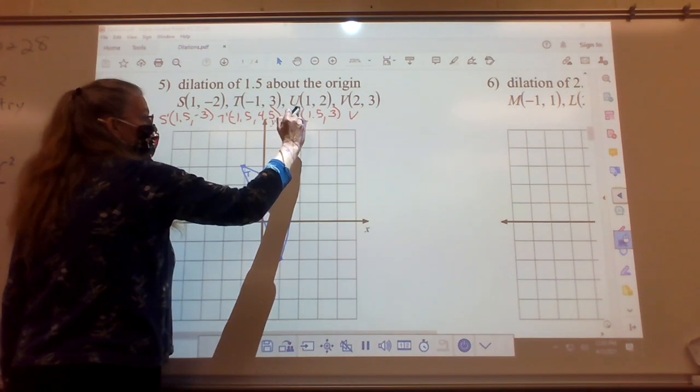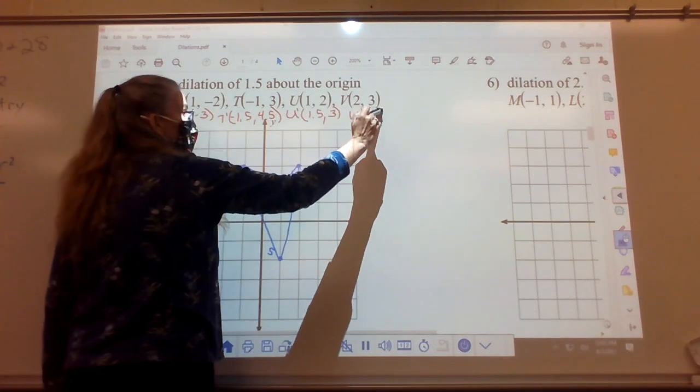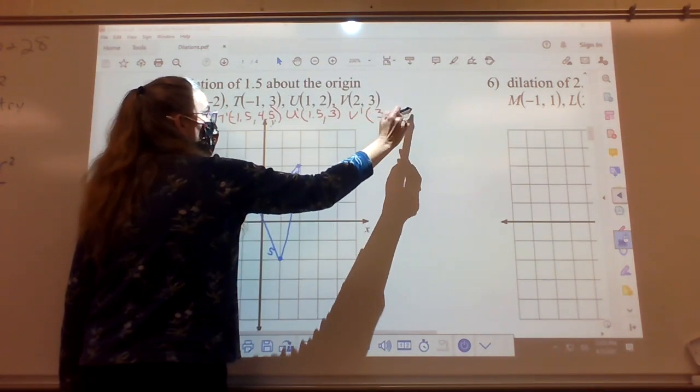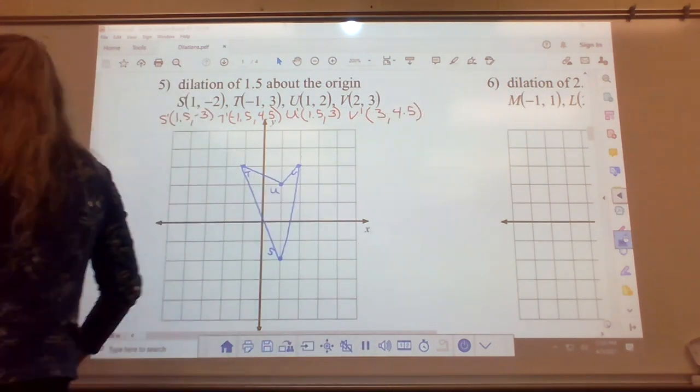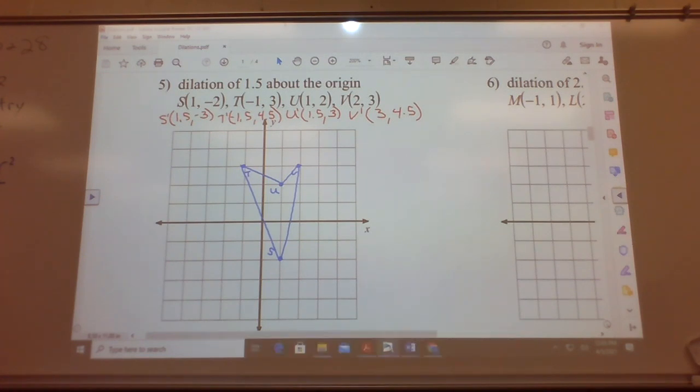And then finally V, 2 times 1.5 is 3. 3 times 1.5 is 4.5. So all I do is I went through all those numbers and multiplied by 1.5. If you need a calculator for that, that's okay. Grab a calculator, multiply by your dilation factor. So you just multiply 1.5 by all of them? Yes. And then you graph it?